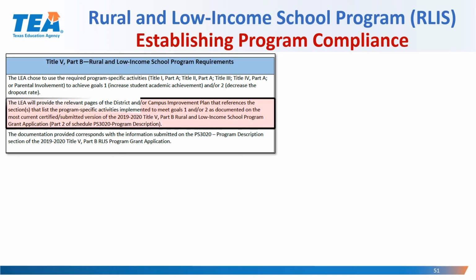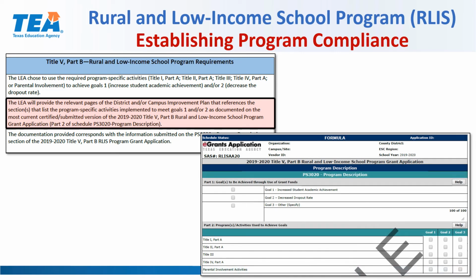As mentioned on the previous slide, the LEA will provide the relevant pages of the district and campus improvement plan that references the sections that list the program-specific activities implemented to meet goals 1 and 2. And this will be done on Part 2 of the schedule PS 3020 Program Description. Now let's take a look at PS 3020.